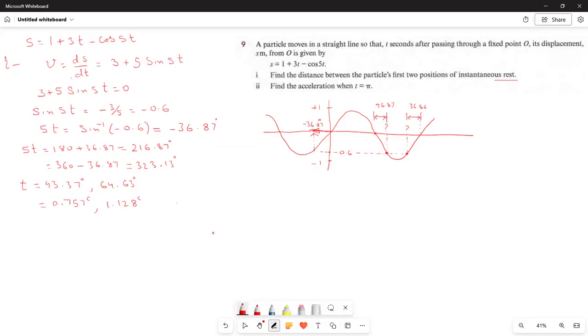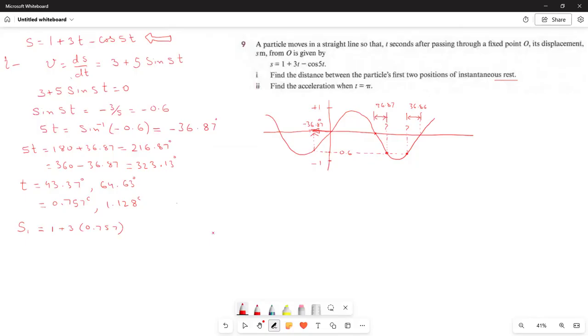Okay, so now the question is to find the distance between the particle's first two positions. So distance I can find using the given equation, right? Let's say S1 is the position when it stopped for the first time. And I can find this S1 distance when t is 0.757. So S1 is 1 plus 3 times 0.757.